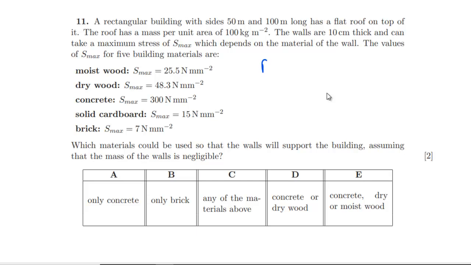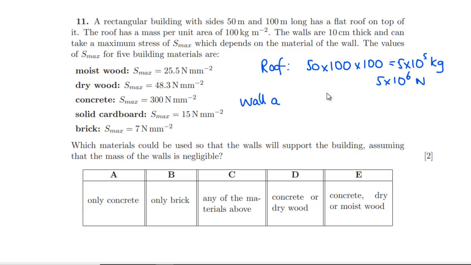So the roof is going to be equal to, so we've got 50 times 100 times 100. That's our kilograms. So that's 5 times 10 to the 5 kilograms, which is 5 times 10 to the 6 newtons. That's our weight. The wall area, so what was it saying it was? 10 centimeters thick. Right, I wonder what they're doing with overlap on these walls.